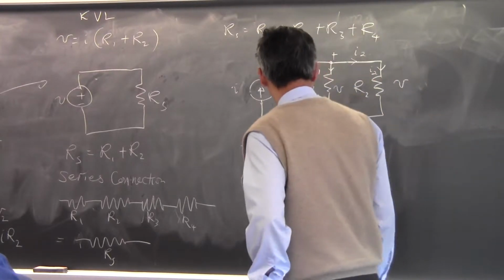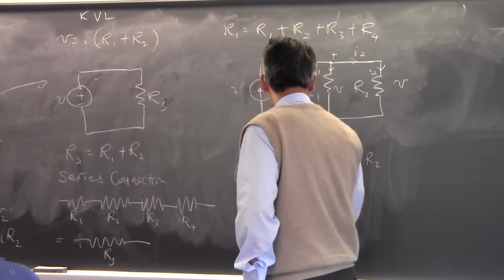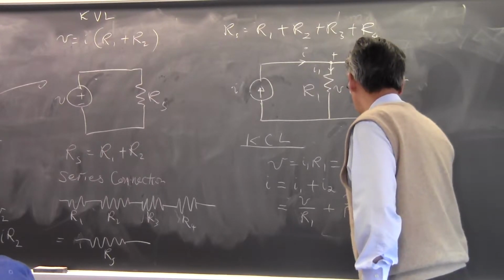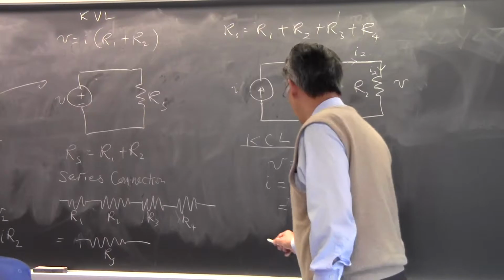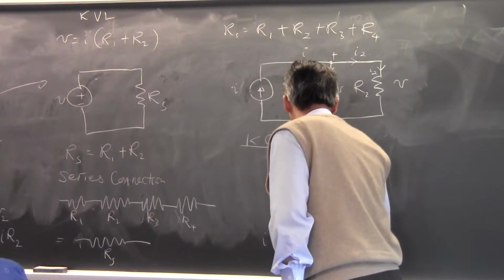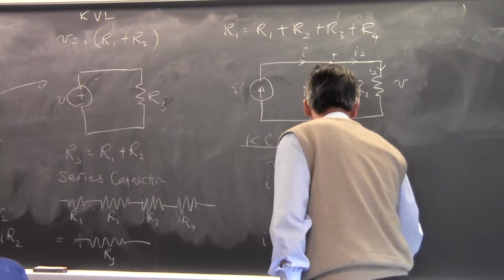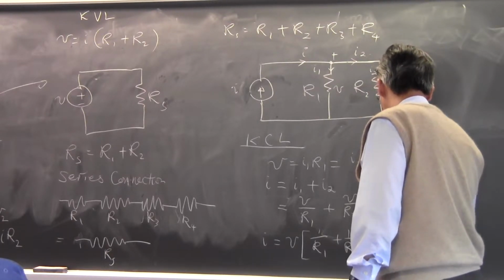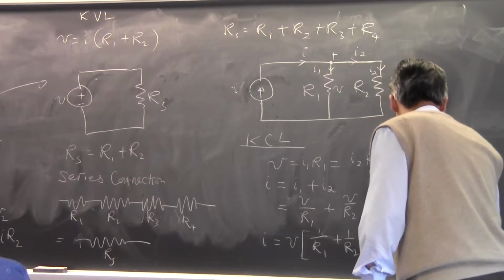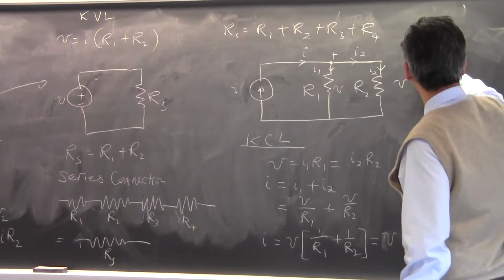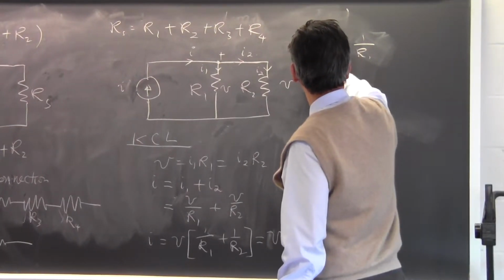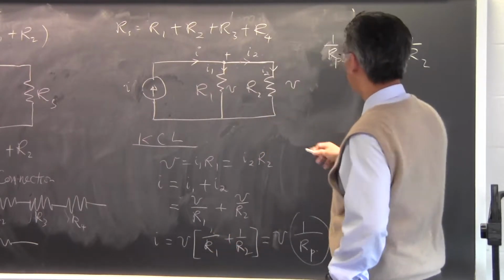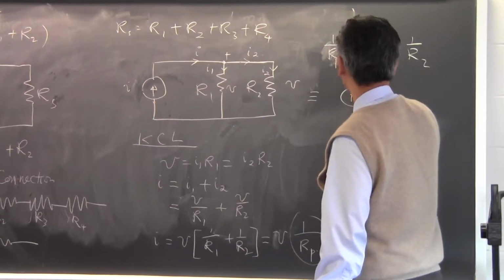If this is the case, then I1 is equal to V over R1, from this equation, and I2 is V over R2. So you can see that I can be written as V times (1 over R1 plus 1 over R2). This is I, equal to V times 1 over Rp, where 1 over Rp is equal to 1 over R1 plus 1 over R2. If you replace this with that, this looks like a circuit that is connected as such.